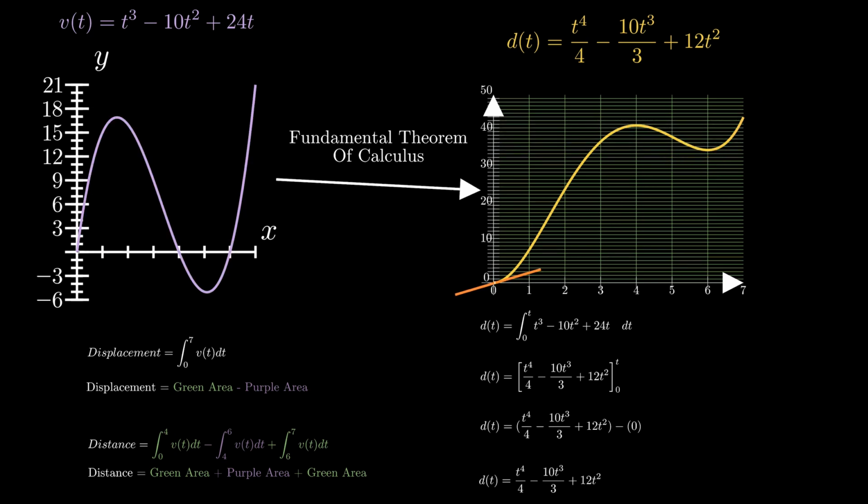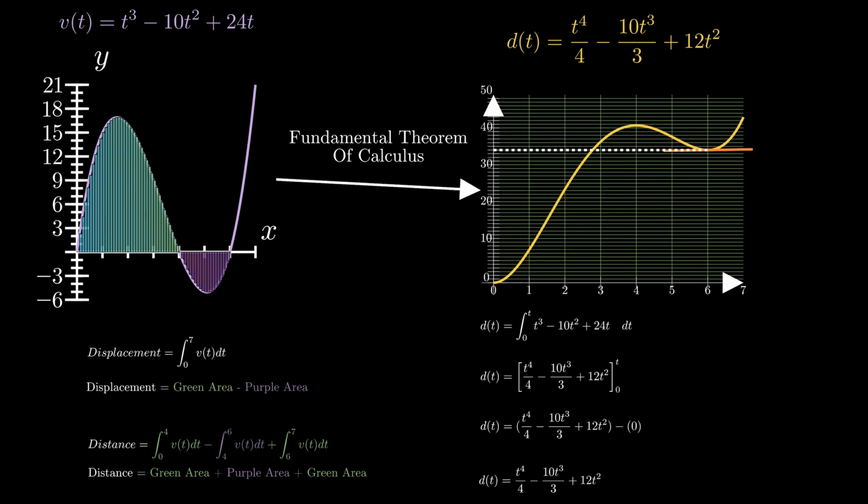And we can use this to further understand the fundamental theorem of calculus. The velocity function has positive y values, so we should expect positive slopes on the displacement function. It has negative y values on the velocity function, so we'd expect a negative slope on the displacement. And then further, more positive y values give us an increased slope.